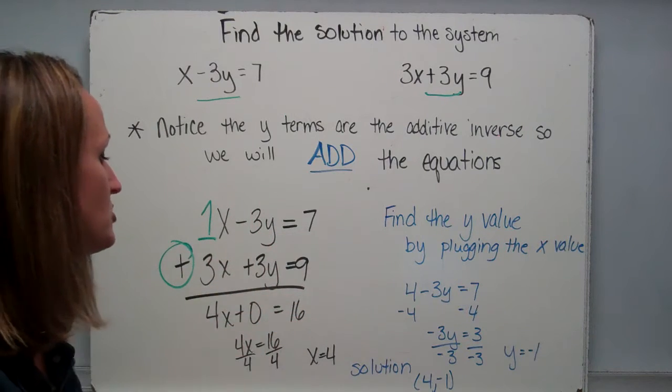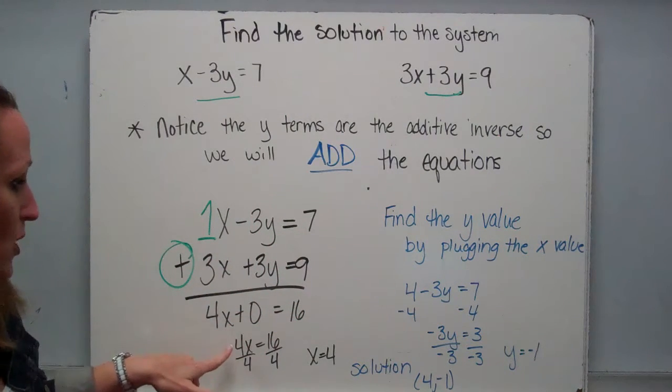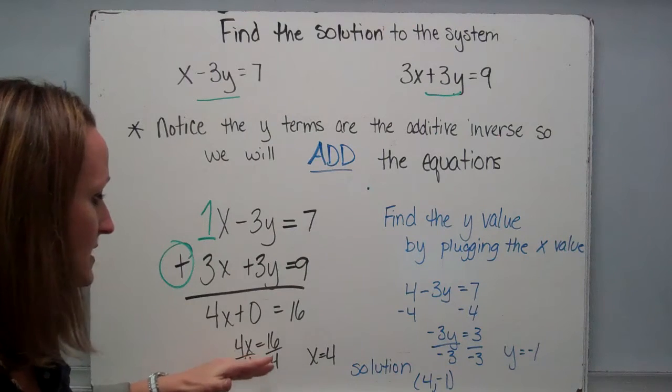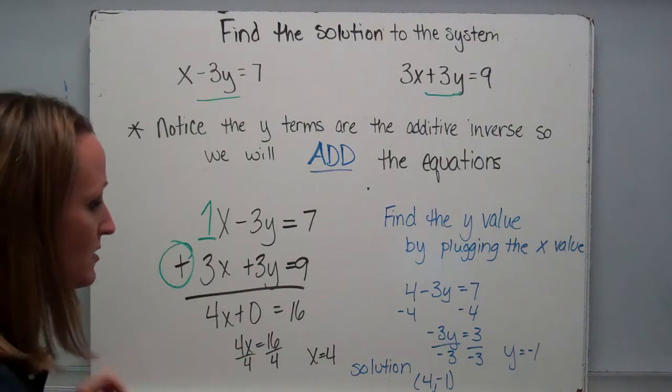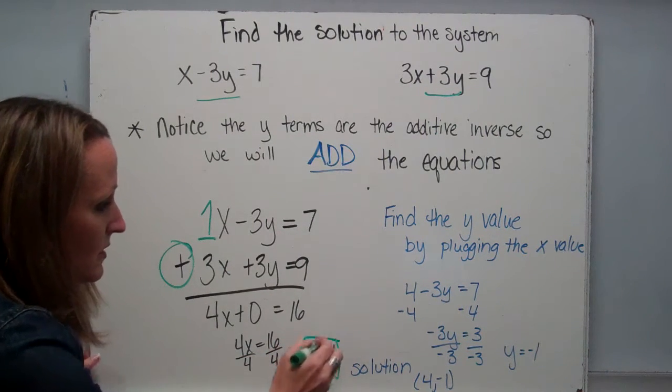Now 7 plus 9 gives you 16. So that leaves us with 4x equals 16. If we divide both sides by 4, we get 4. So that tells us that x equals 4.